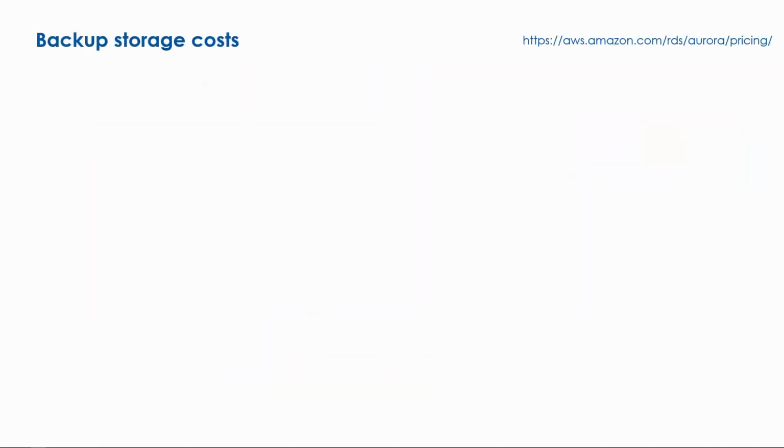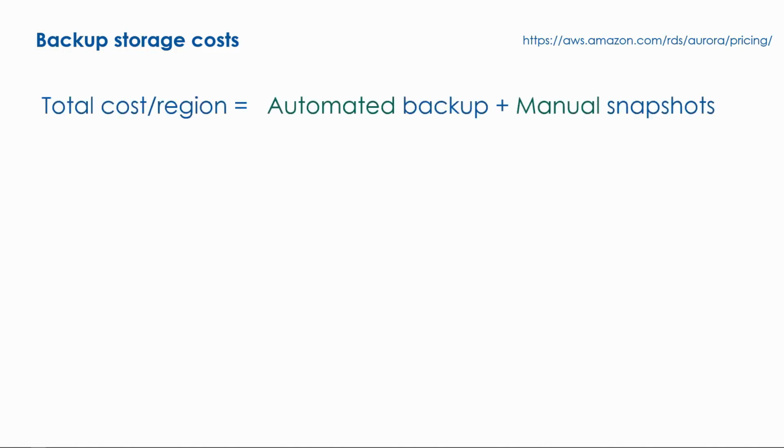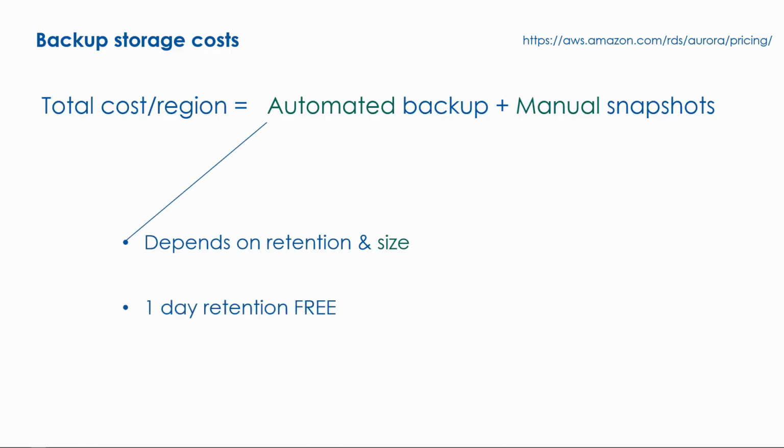The total cost of backup is calculated on a per region basis by adding up the cost of automatic backup and manual snapshots. Automatic backup costs depend on the size of the cluster volume and the retention period. 1 day retention of automatic backup is free. So in other words, if a user decides to have a 1 day retention, then the user will not incur any charge for the Aurora continuous backup. Here is a simplified costing formula for a cluster with fixed size over a month. This will become clear in a few minutes.